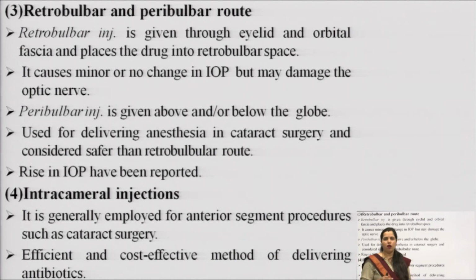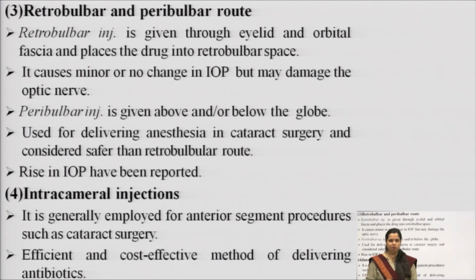Expertise is required while giving this type of injection to a patient who has a disease condition. The expertise is a mandatory thing which is required at that point of time. Peribulbar injection is given above or below the globe, right. So, it is used for delivering anesthesia in cataract surgery and is considered safer than the retrobulbar route. Rise in IOP has been reported.